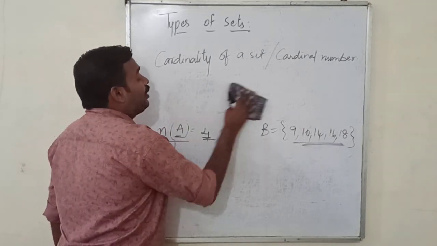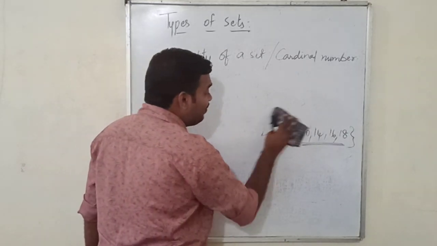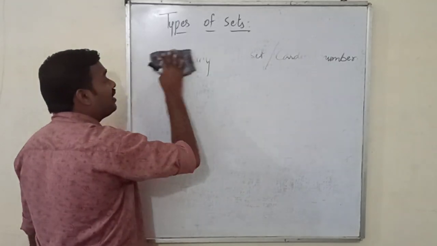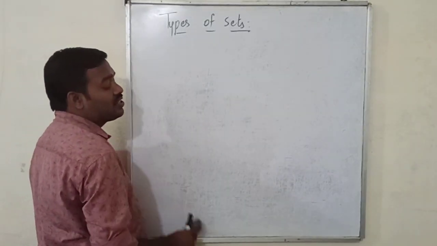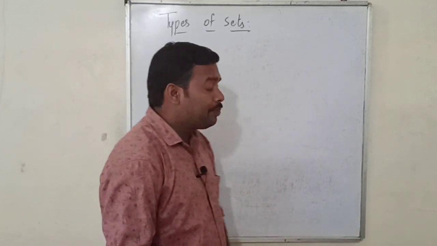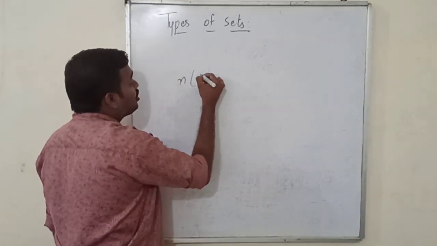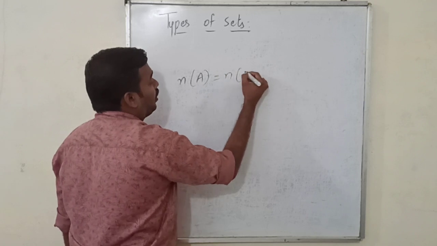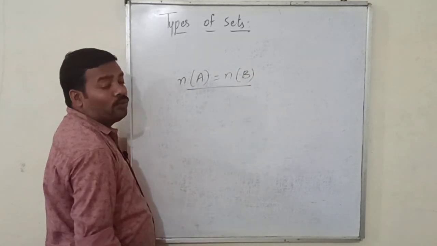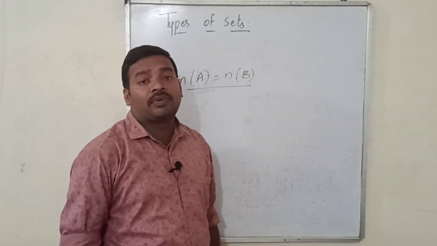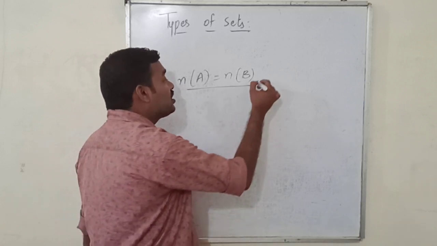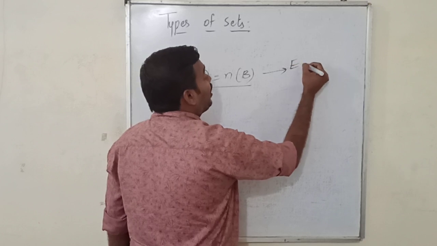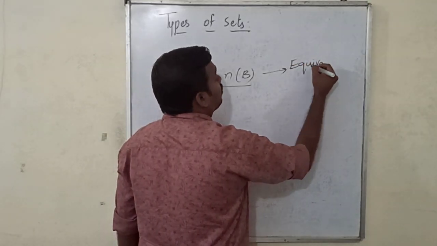What do you mean by equivalent sets? If the number of elements in two sets is equal, or the cardinality of the two sets is equal, that means n(A) = n(B), irrespective of the elements present, then those sets are known as equivalent sets.